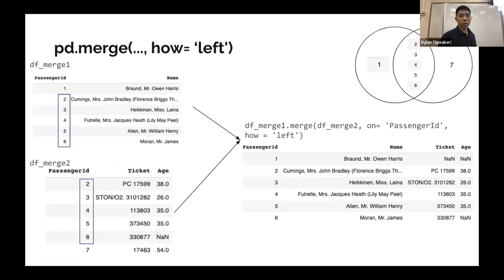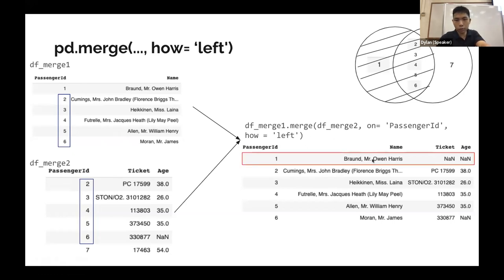Now it's the same parameters, but I have how equal to left. Basically, can you all guess where this would take place? It's the left side. So it will take in passenger ID 1 and take in the intersect as well. What will happen for passenger ID 1 when you merge them together? Interestingly, you can see for ticket and age, because passenger ID 1 is not found in df merge 2, ticket and age are not available for passenger ID 1. So Pandas will put a null value for both ticket and age for passenger ID 1. Everyone digest that?